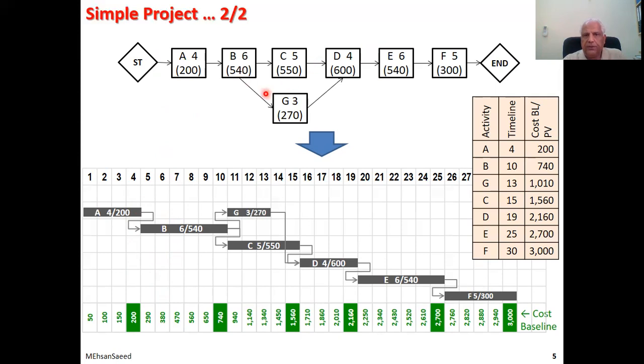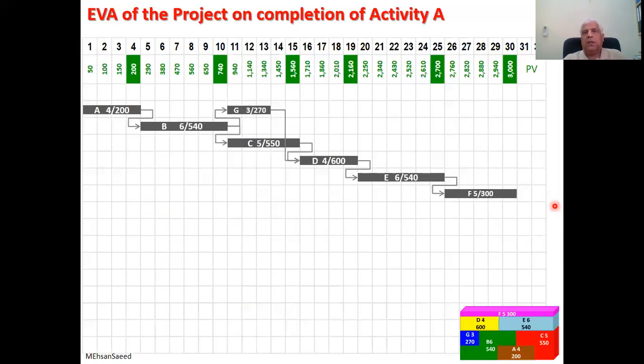And I'm going to get rid of this network diagram and this table. And this is what we have now. The timeline, the cost baseline, and the schedule baseline. And this is our ultimate shape of the project.